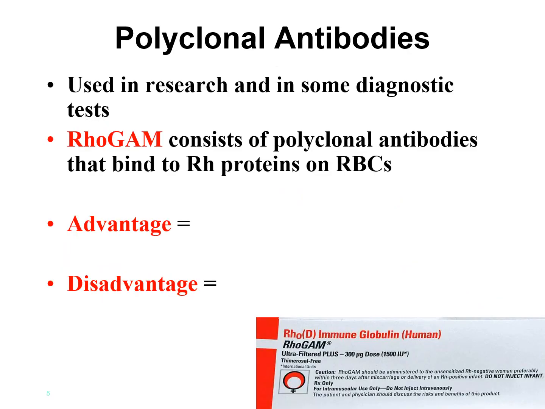Polyclonal antibodies are used in a lot of different places. They're used in research and also in some diagnostic tests to diagnose certain diseases. And another place they're used is they make up RhoGAM. So remember we talked about giving antibodies to the Rh negative mom to make sure that her immune system does not see her baby's Rh positive red blood cells. So the RhoGAM is actually made of human IgG antibodies that will bind to the Rh factor, and that'll prevent the hemolytic disease of the newborn.